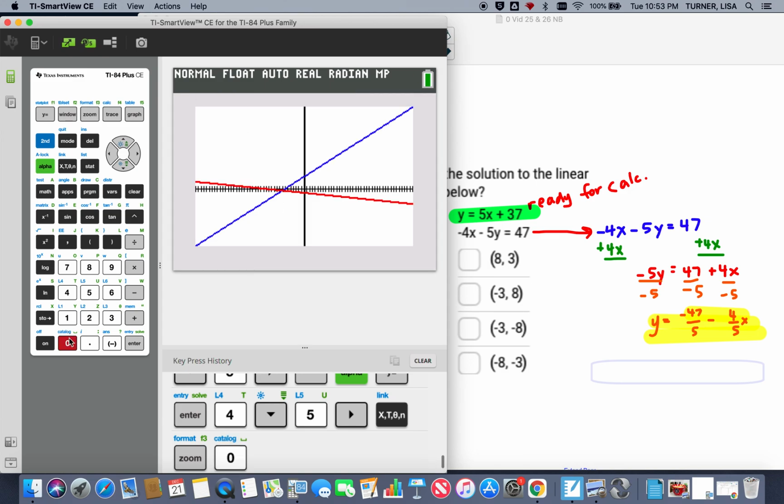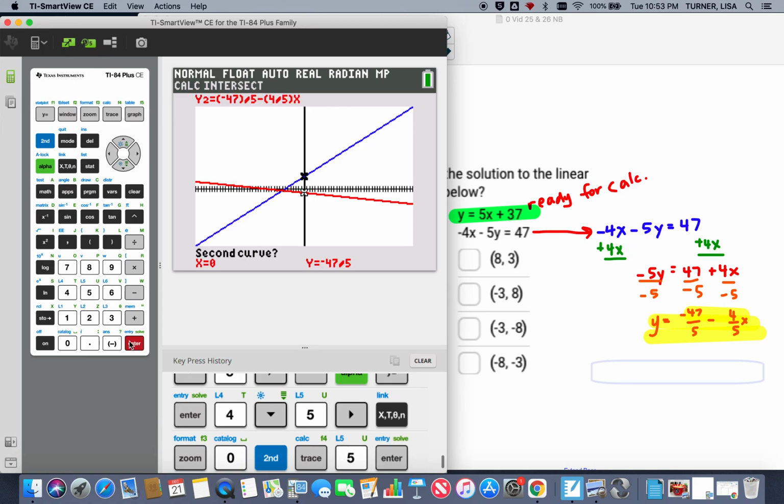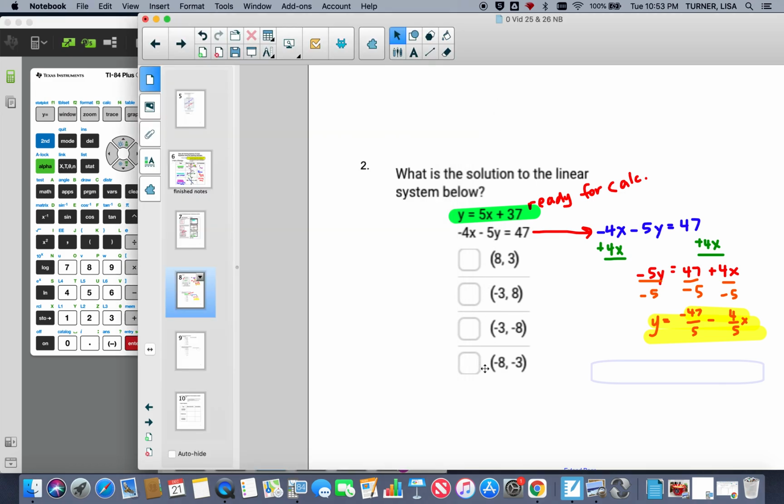Oh, they are intersecting right on the screen. I don't have to do anything else. I see the intersection, and now I can make the calculator go get it for me. Second trace for the calculate menu, 5, and enter, enter, enter. And our answer is, oh, where is it on the screen here? It is -8, -3. It's the last one, all right? And so I would mark that, I would check that off with some sort of pen, okay?